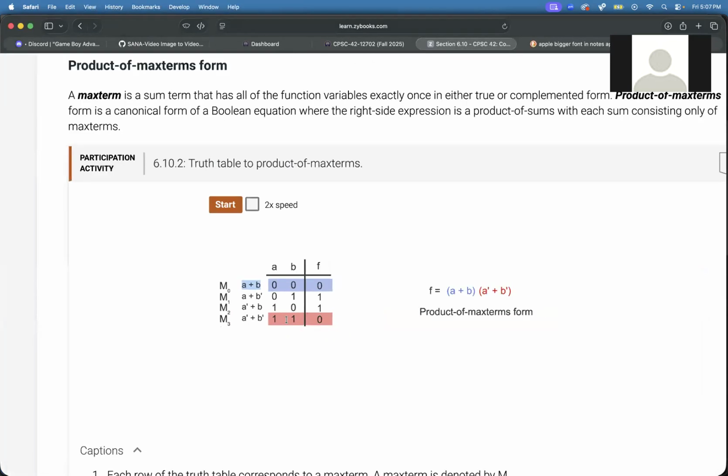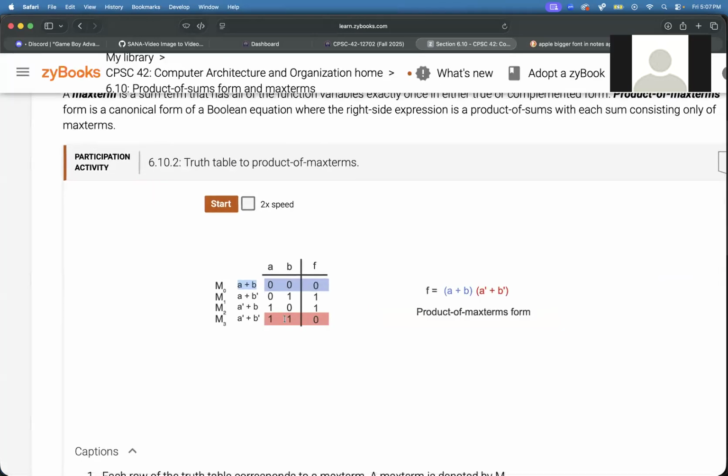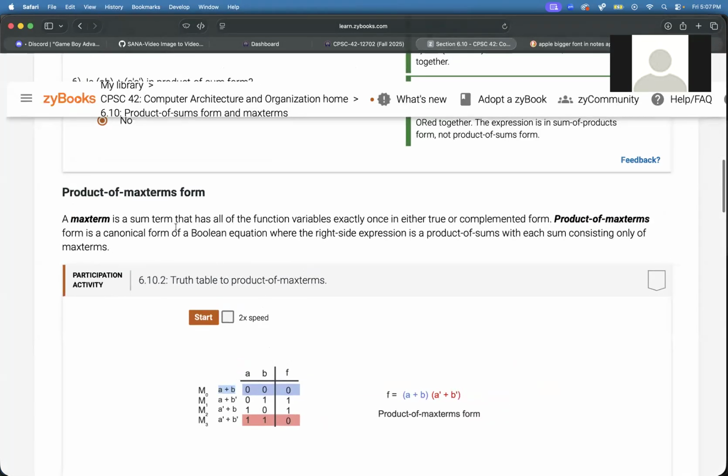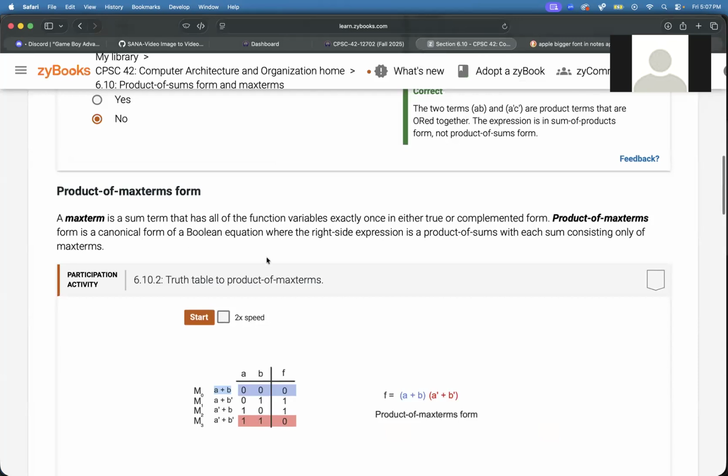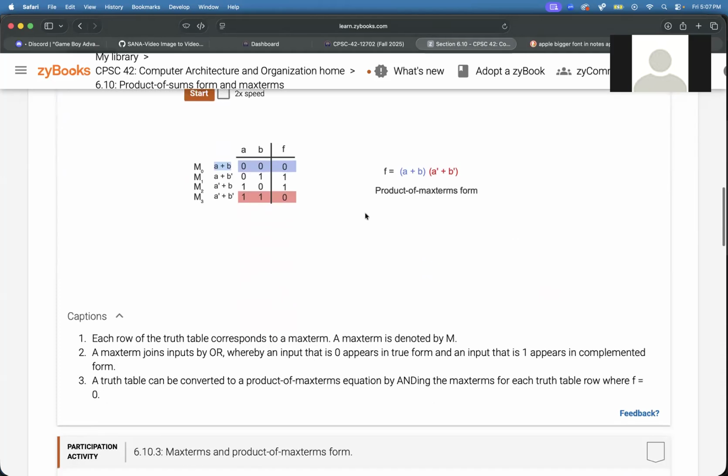Actually, what are they doing? So a max term is a sum that has all the functions. Product of max terms is a canonical form where the right side expression is a product of sums. Each row of the truth table corresponds to a max term. A max term joins inputs by or, whereby an input of 0 appears in the true form and the input that is 1 appears in the complemented form.